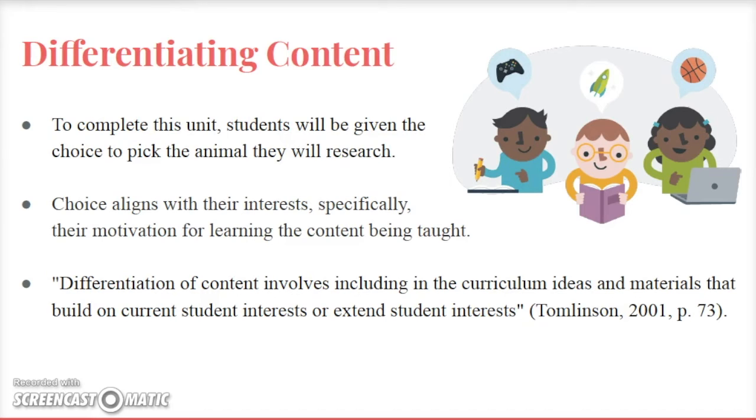Differentiating content. To complete this unit, students will be given the choice to pick the animal they research. Choice aligns with their interests, specifically their motivation for learning. Think about it. Wouldn't you rather research something you're interested in than something that you're not? Differentiation of content involves including the curriculum ideas and materials that build upon current student interests and extend students' interests. We can learn all of their interests through planning pyramids and learner profiles.